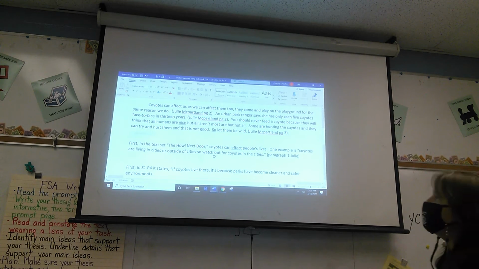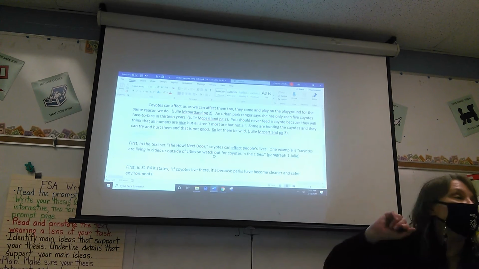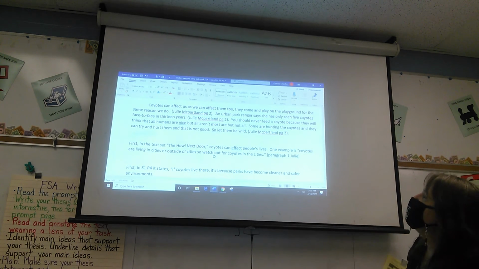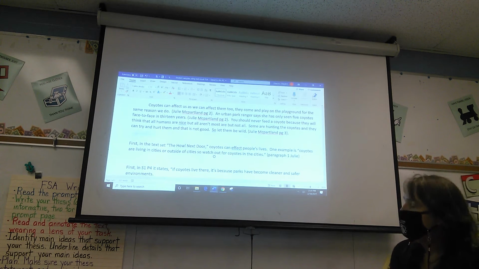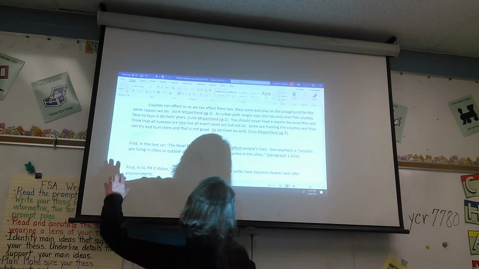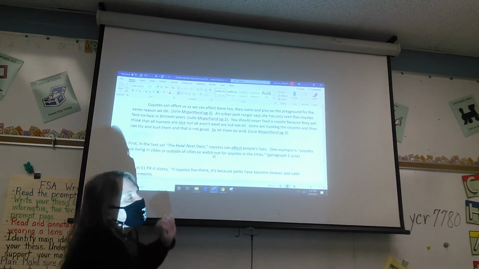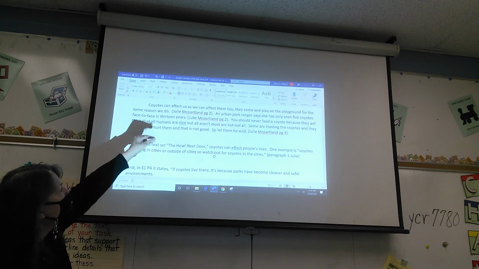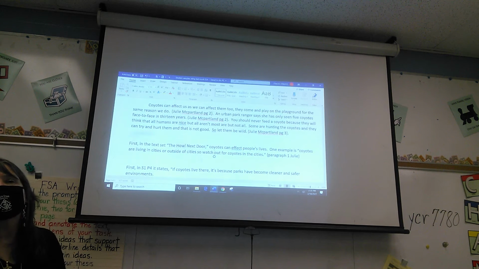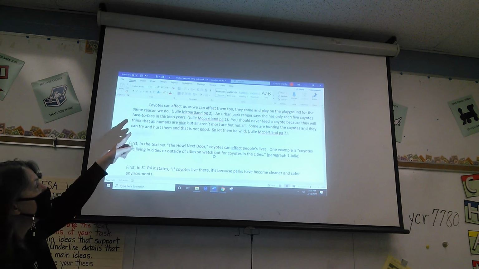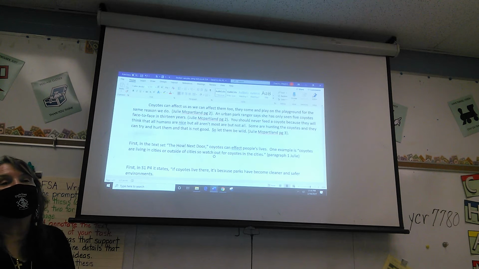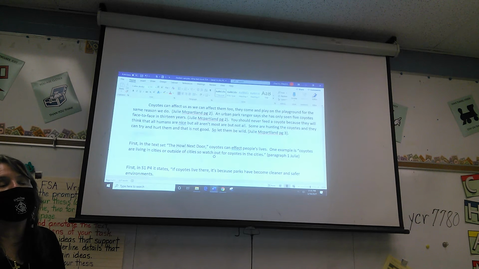And here's another example. This is from the beginning of a paragraph. Coyotes can affect us as we can affect them too. They come and play on the playground for the same reason we do. And then we have this. Now, if I went to that article, I should find somewhere in there where they talked about the coyotes going to the park for the same reason that people do.